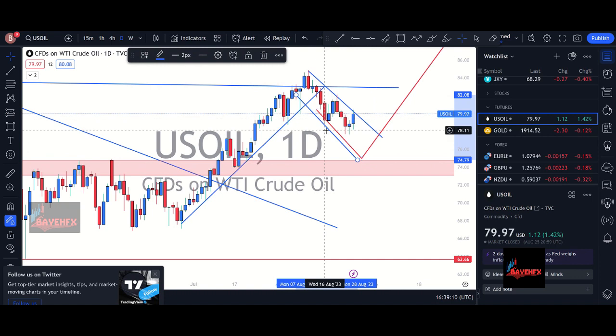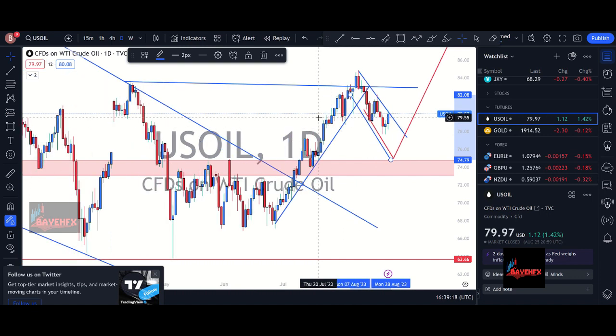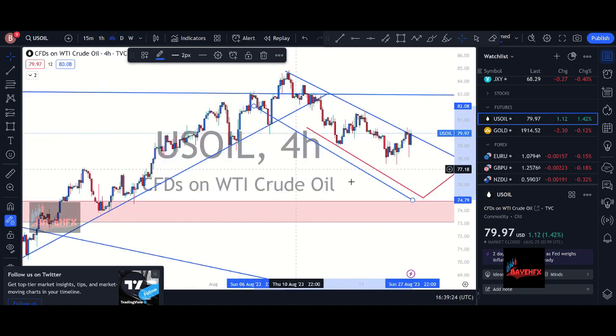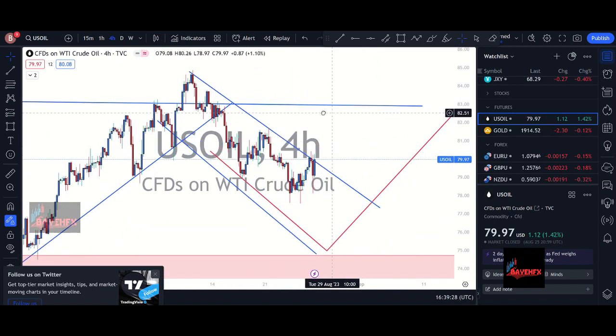We're still looking to sell US oil to the downside, and you see how nicely the correction is, right? So the market is still moving on the downside. Let's go down to the smaller time frame to see, right? The correction is still in play.